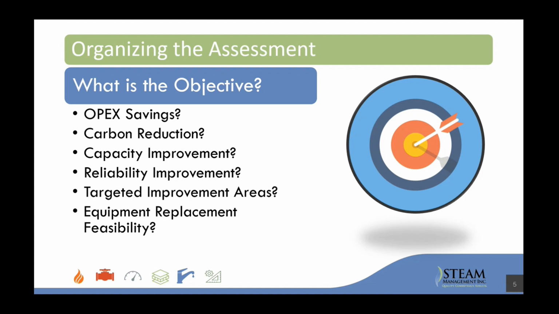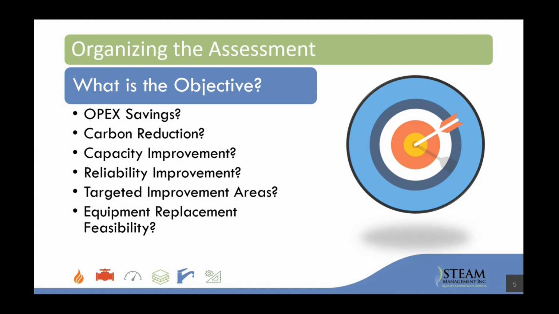But then sometimes we'll get clients that are maxed out on their steam system. So maybe they're actually just looking for capacity improvement. They want more available steam for their process. And that's another common thing we see. Sometimes they're looking for reliability improvement. They know that they have condensate building up in their distribution. They're getting water hammer issues. It's causing damage to equipment. So maybe they're wanting us to look at stuff like that.